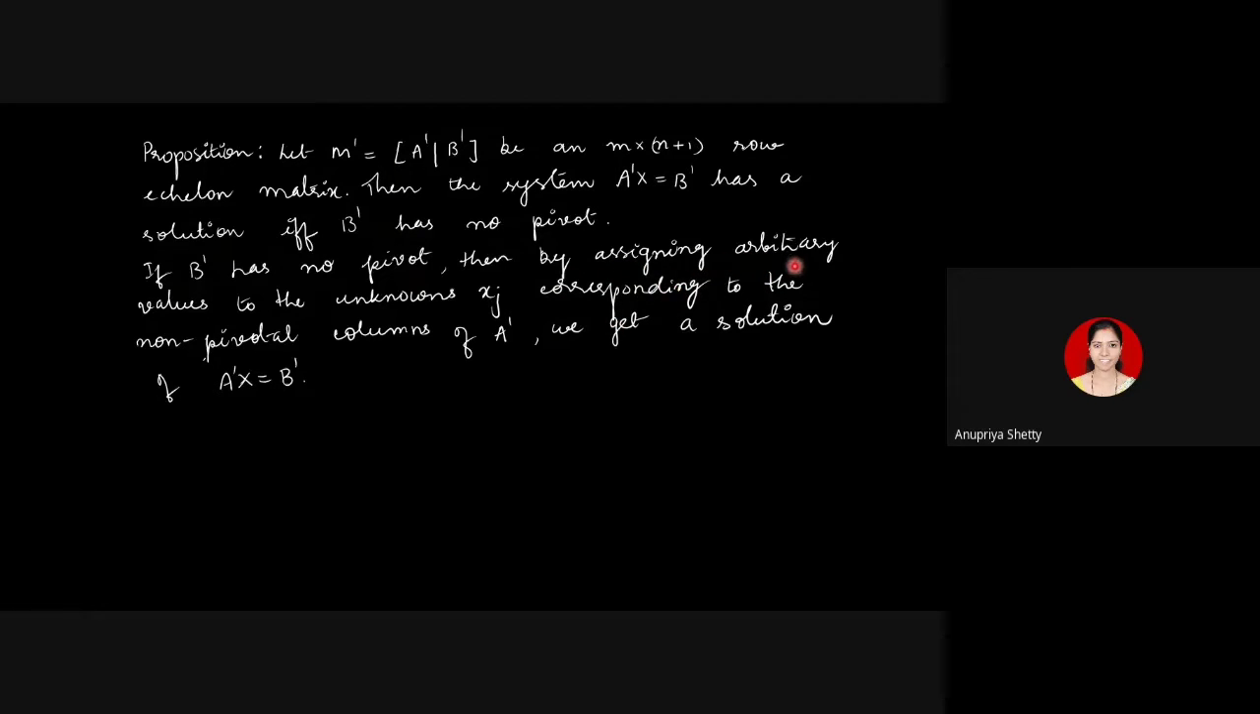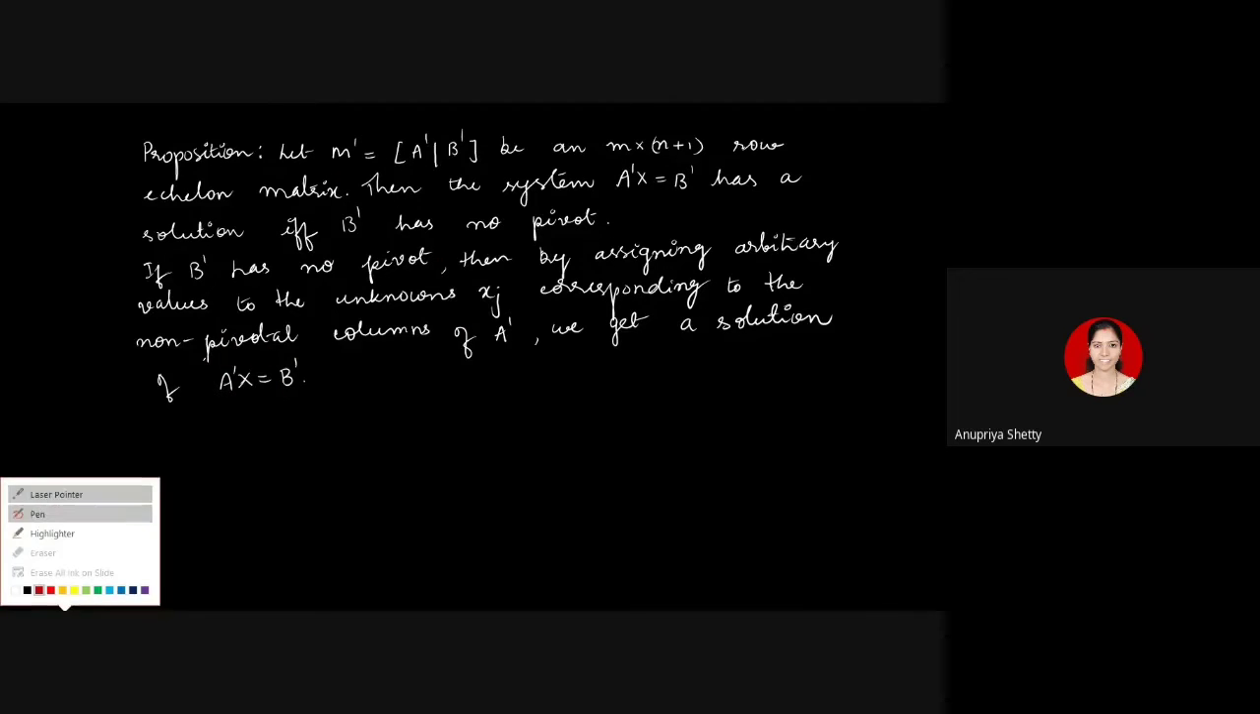If all of them have a pivot, that is very good. But if there is any column which is not containing a pivot in it, say the jth column, then for the corresponding unknown xj, you give an arbitrary value and then solve for the variables corresponding to the pivotal columns. Non-pivotal is a column which has no pivot. That's how you obtain a solution of A' x = B'. We'll try giving the proof of this result now.